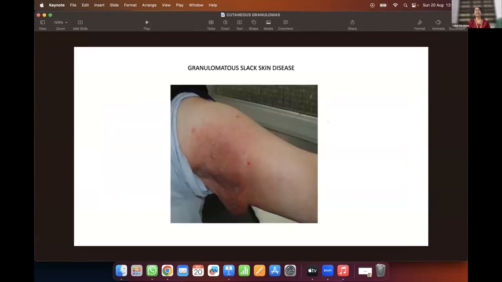So the last one is granulomatous slack skin disease. Here the patient presents with loose skin, the slack skin. Can anyone tell me what this is? What is granulomatous slack skin disease? Can you put it in your chat box? Yes, very good. Correct. You're all right.